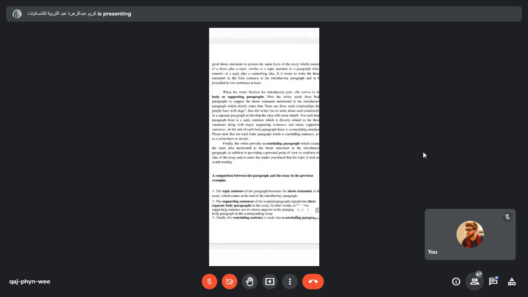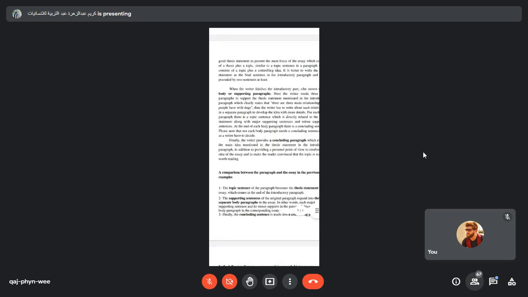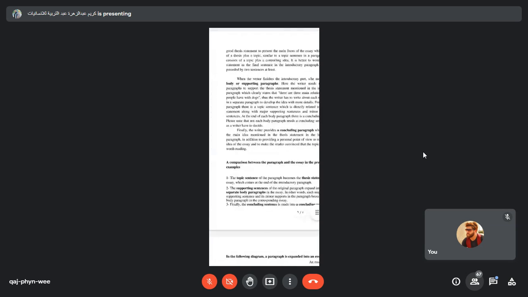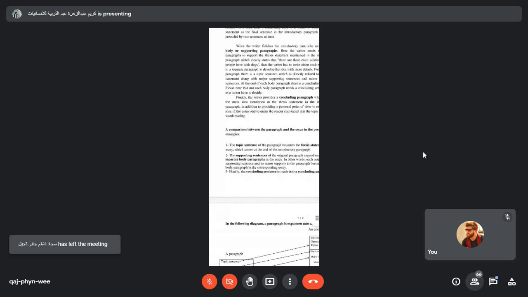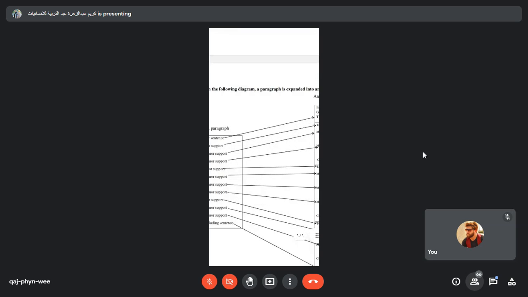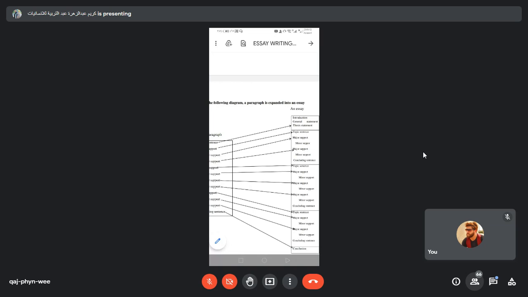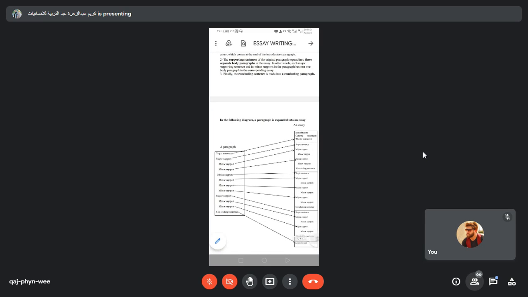Finally, the writer provides a concluding paragraph, which restates the main idea mentioned in the thesis statement and the introductory paragraph, in addition to providing a personal point of view to reinforce the idea of the essay and to make the reader convinced that the topic is real and worth reading. Okay, you have here a chart. You see, this one is a paragraph and this one is an essay. See how a paragraph, the previous paragraph, يعني بشكل عام, the previous essay is an example. المثال موجود في هذا الملف, ولكن بشكل عام هذه القاعدة.